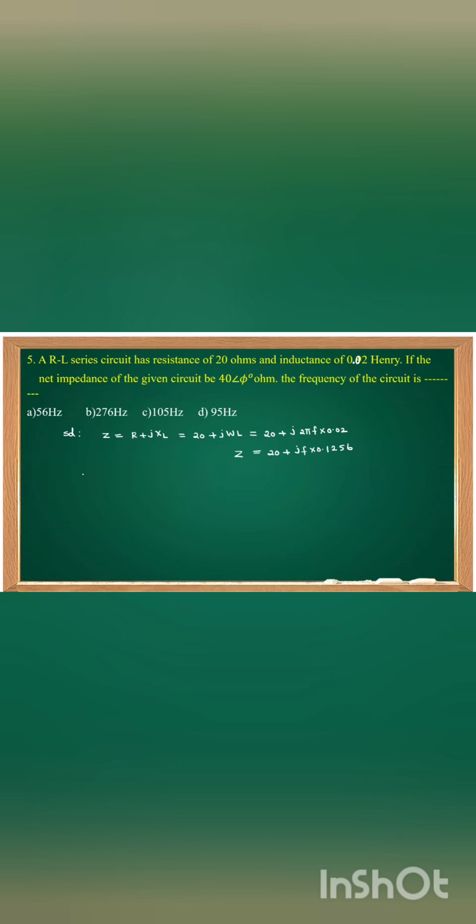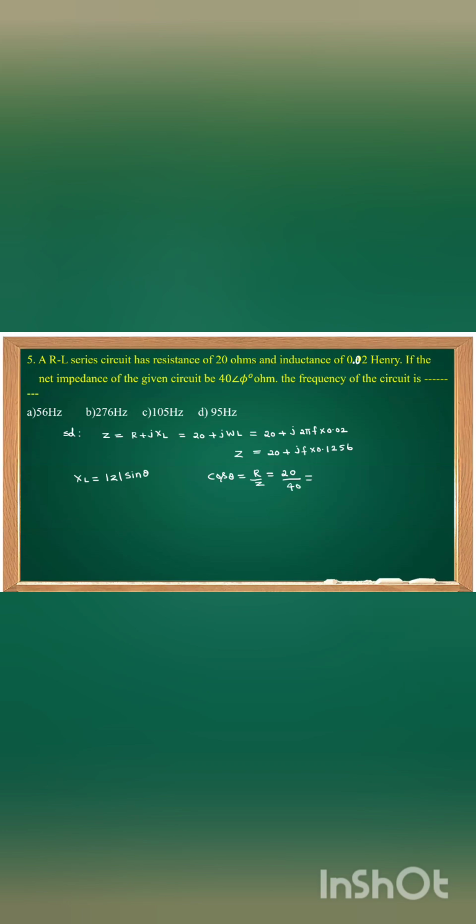We know that R equals magnitude of Z cos theta, but you have to find the frequency term. What is XL equal to? XL equals magnitude of Z sin theta. What is cos theta equal to? Cos theta equals R by Z. How much resistance is given? 20 ohms. How much effective impedance is given? 40.